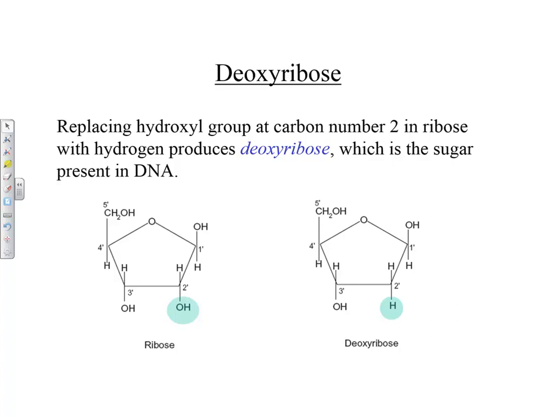And this is one of the things that contributes to the terminology deoxyribonucleic acid for DNA, okay? Because this sugar is deoxyribose. If it is RNA, RNA is ribonucleic acid, the sugar is going to be ribose. It is not going to be deoxyribose. Important difference between DNA and RNA.